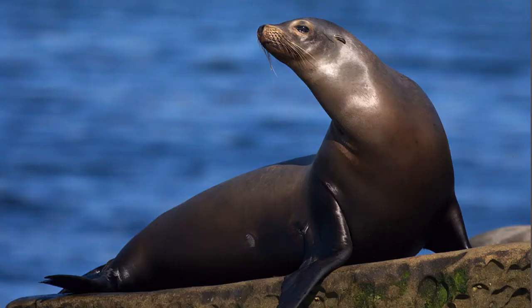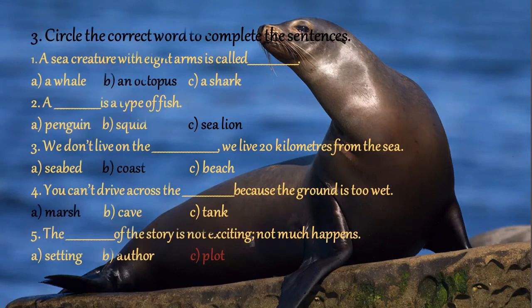Question number 3 is circle the correct word to complete the sentences. Point number 1, a sea creature with 8 arms is called a whale, an octopus, or a shark. The correct option is octopus. Octopus is a sea animal with 8 arms. Not the whale, not the shark.